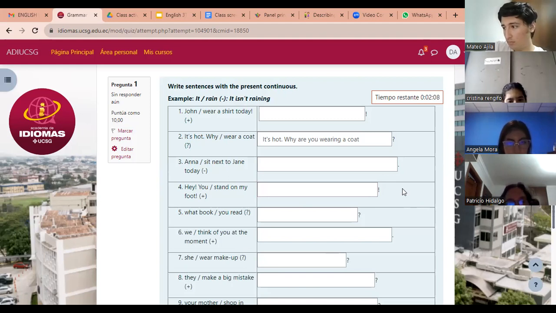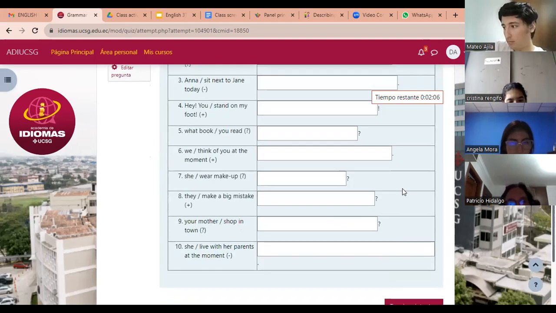And then if it's a question, again, what book, if it says you, how should it be written? Patricio, what do you think? What book are you reading? Because it's a question, right? No apostrophes, no contractions, because it's just a question.